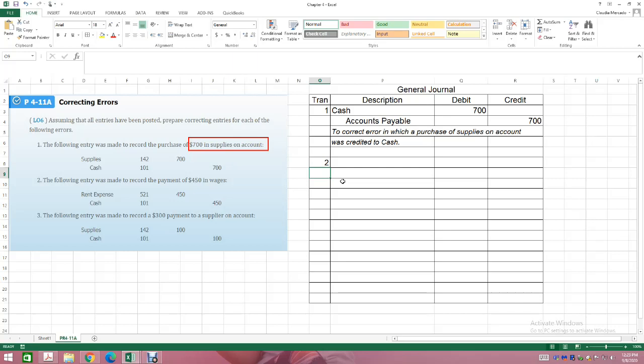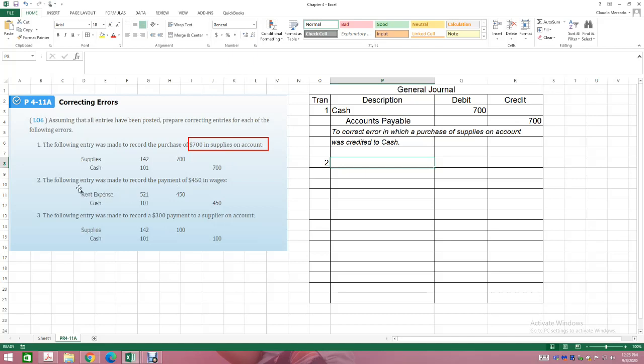Okay? So now we need to fix it. So, we were supposed to pay our wages. How do you pay your wages? You pay it with cash. Okay? So cash should have been credited $450. Cash is correct. We don't have to touch cash because that transaction was done correct. The one that was done incorrect was the rent expense. We're not paying for rent, we're paying for wages.